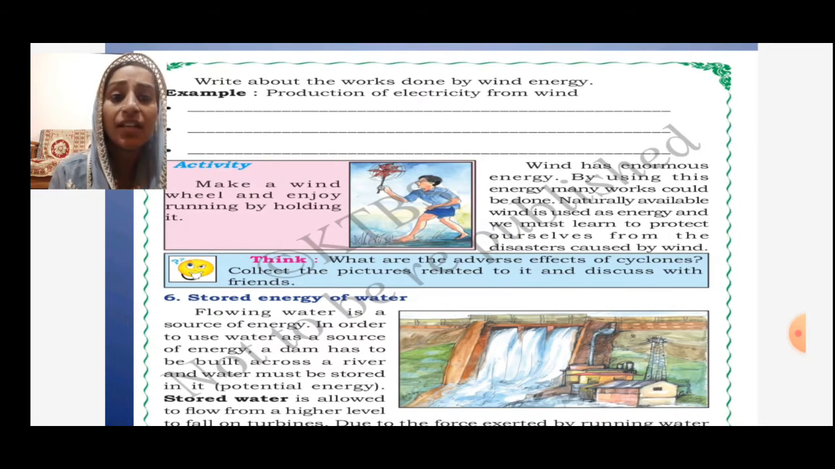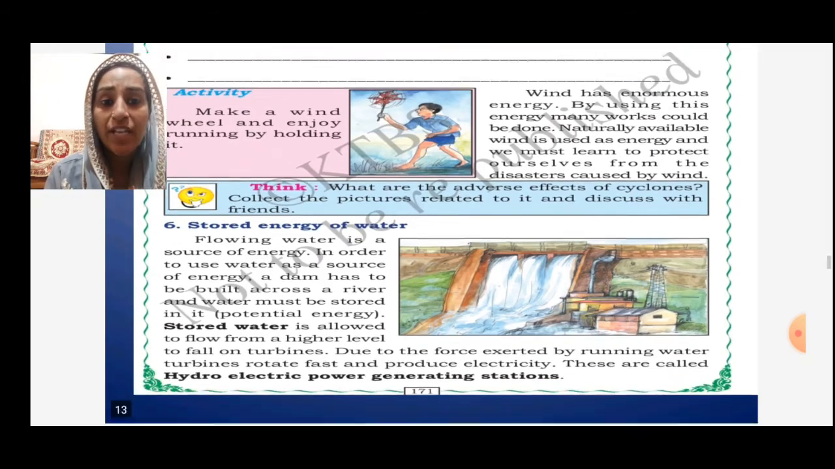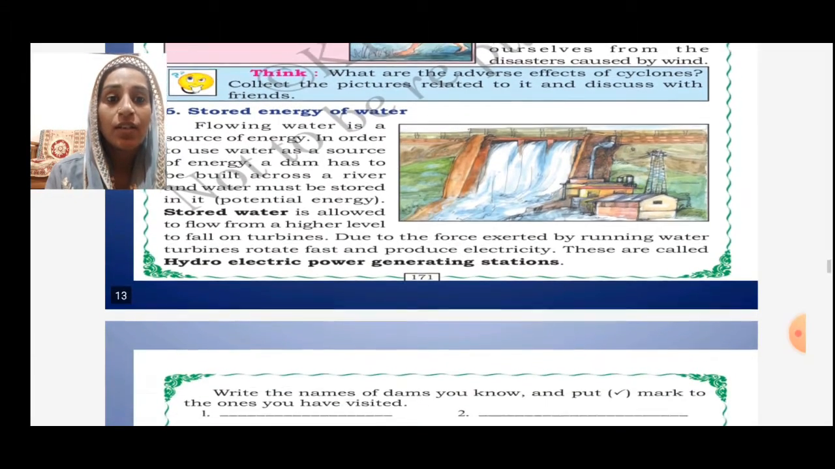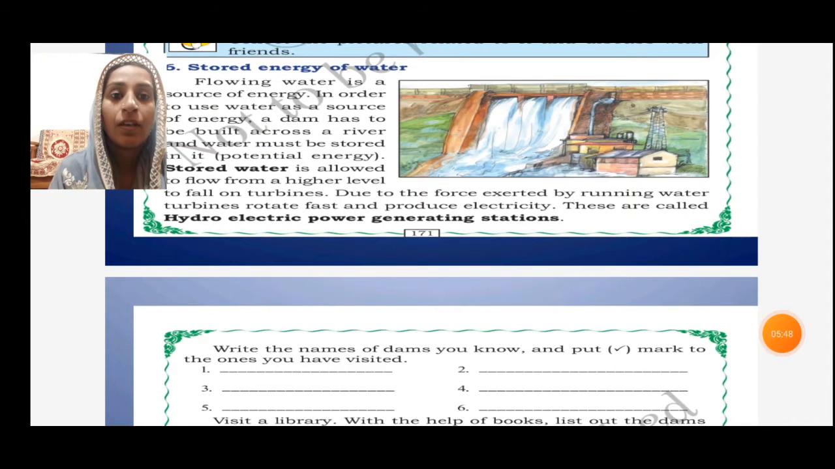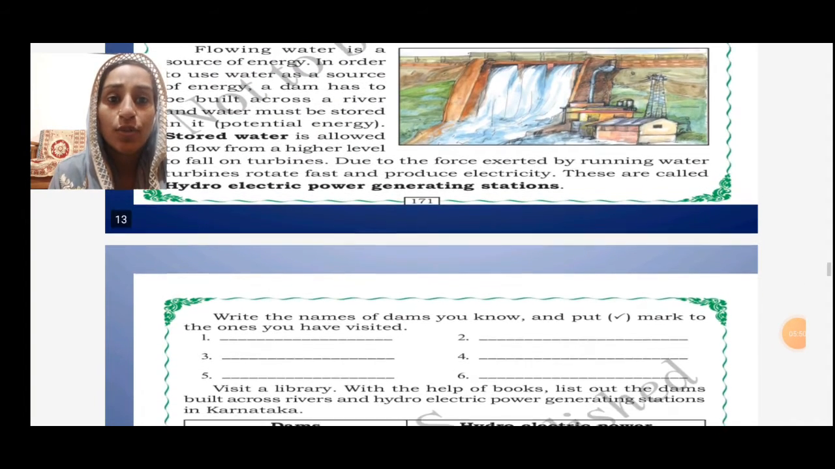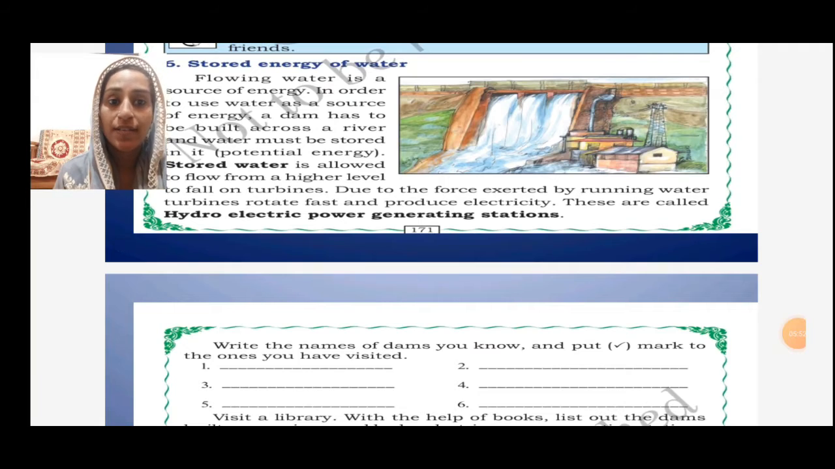The next energy is the stored energy of water. Flowing water is a source of energy. In order to use water as a source of energy, a dam has to be built across the river, and the water must be stored. Stored water is potential energy. Storing water is called potential energy.